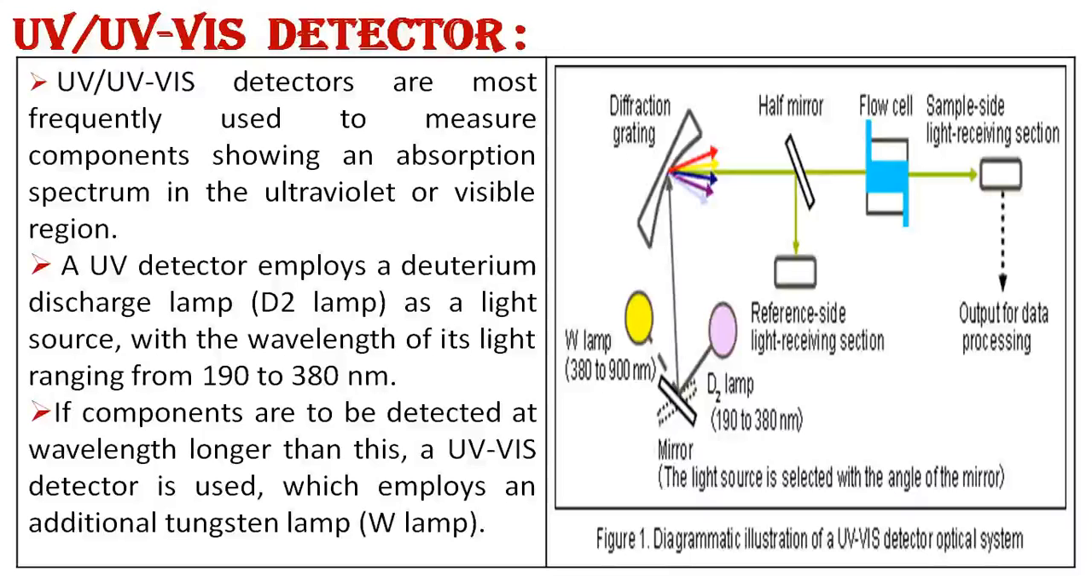If components are to be detected at wavelengths longer than these, the ultraviolet visible detector is used, which employs an additional tungsten lamp, the W lamp. Their wavelength range is 380 to 900 nanometers.